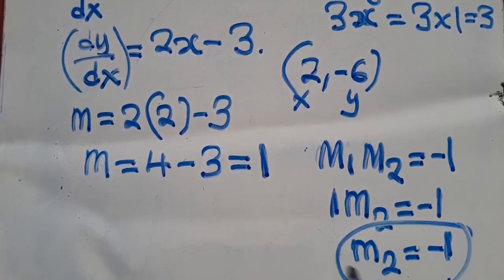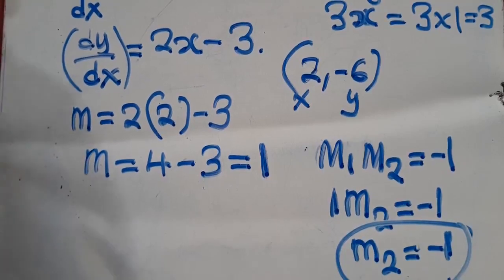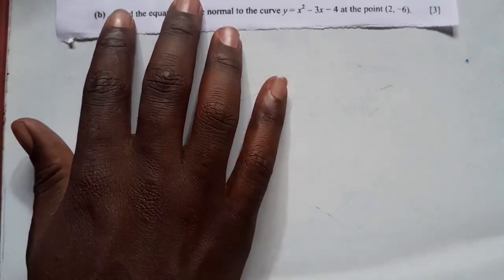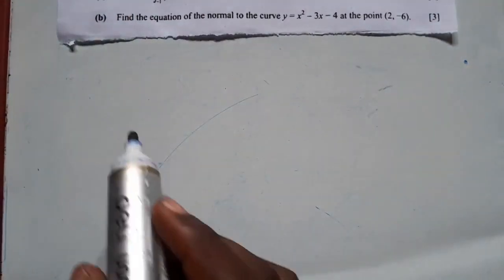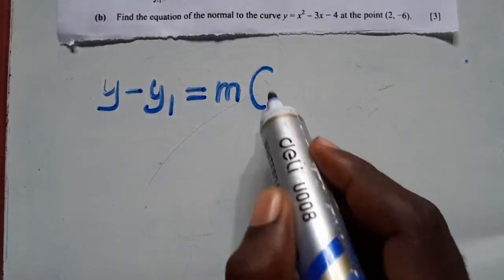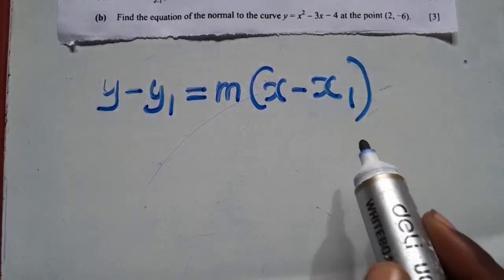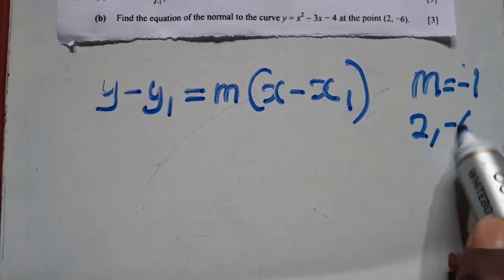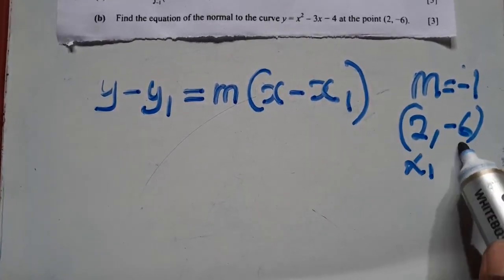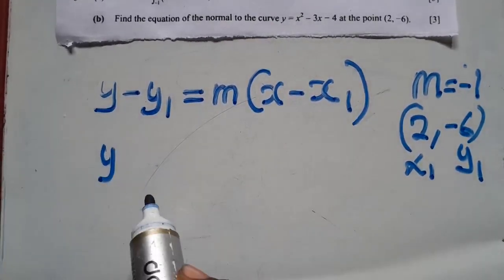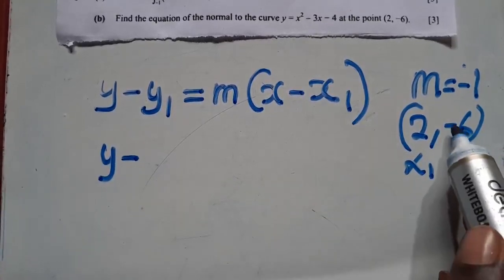After you've seen that the gradient you're going to use is -1, answering this question, this is the formula that we get to use. You have the gradient -1, and the point (2, -6) which you already have. This is x1, this is y1. You just substitute in this equation, then you are done. y minus y1, my y1 is -6.